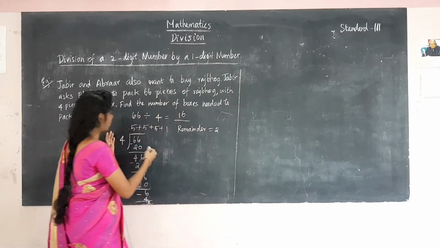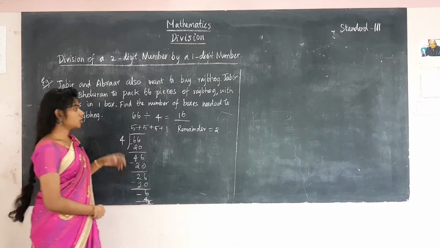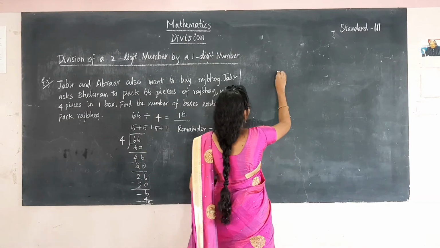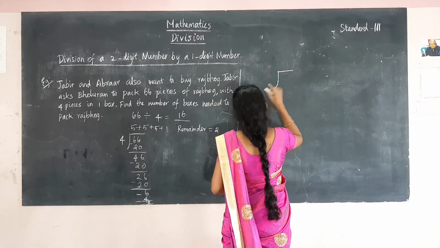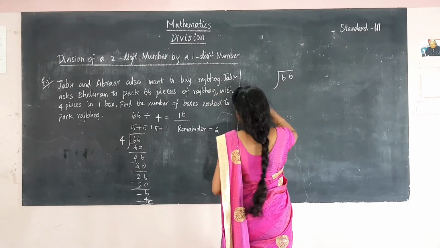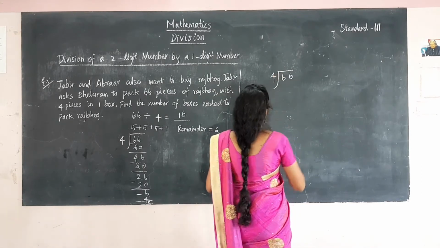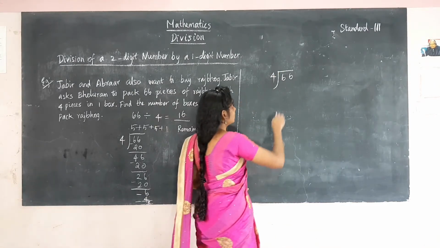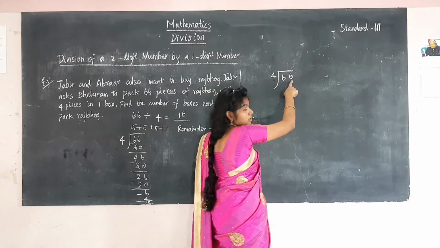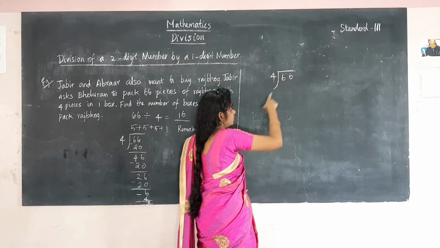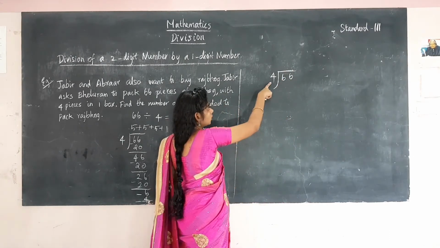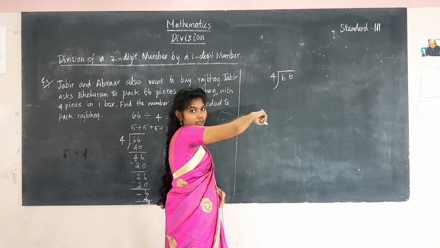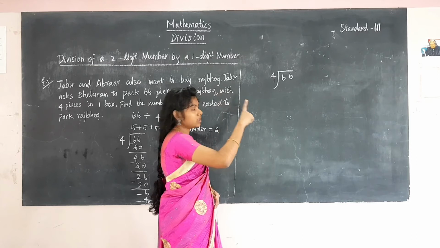So this is one method, and I am going to teach you the easiest way to do it in the division method. Draw the same inverted L, write 66, and write 4 outside. This is the dividend and this is the divisor. First, this is the ones place and this is the tens place. First we have to check the divisor, that is 4. We have to take only the tens place first.